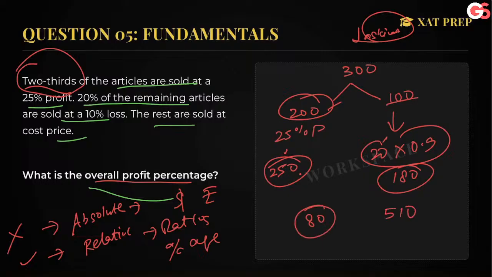510 रुपीज सामान बेचा गया है और खरीदा कितना? 300 में खरीदा था. Okay, so the profit here is 210 rupees on 300 rupees. So overall the profit percentage you can calculate that, right? Is that clear, guys? All of you?